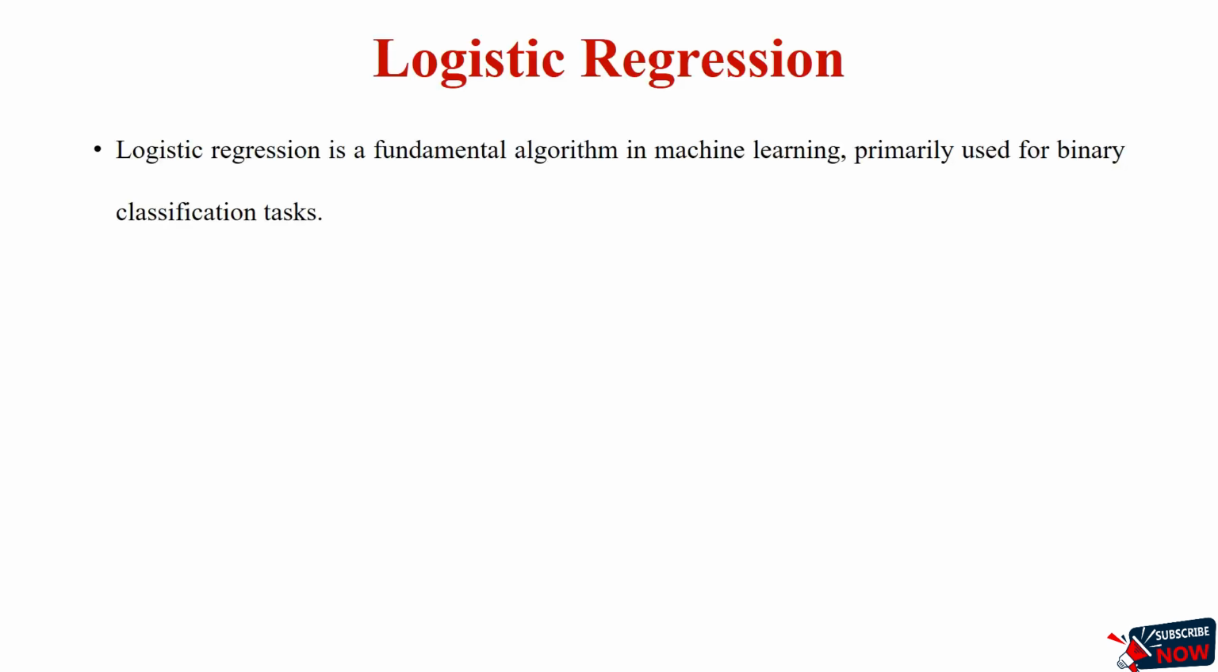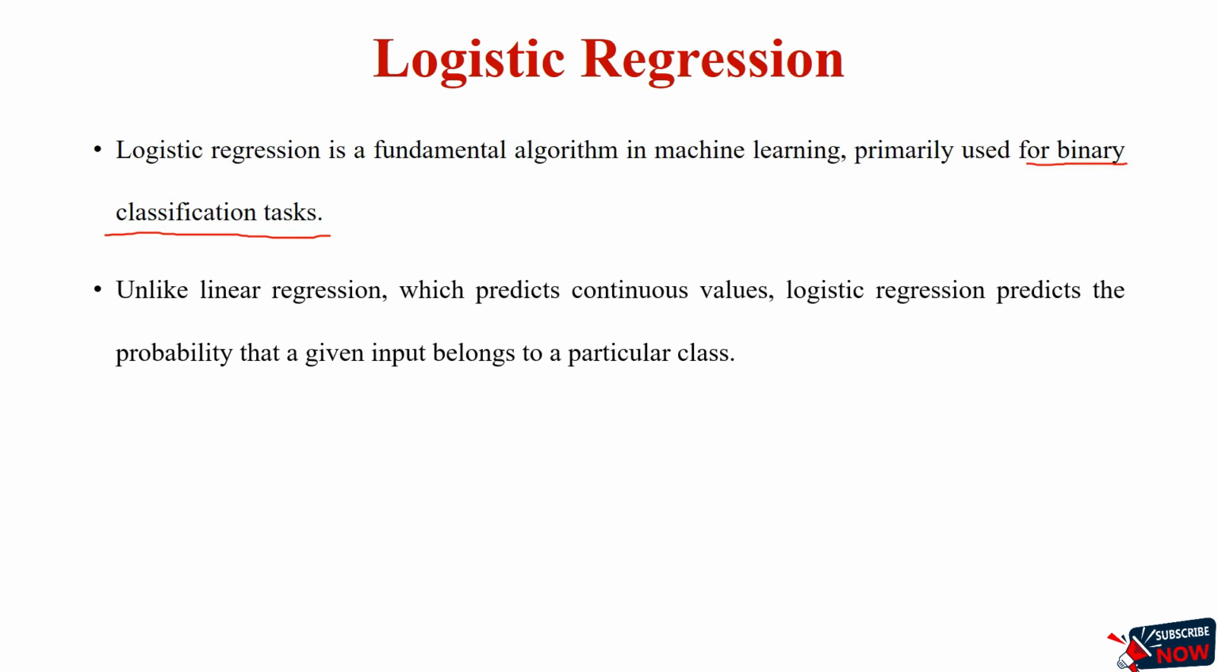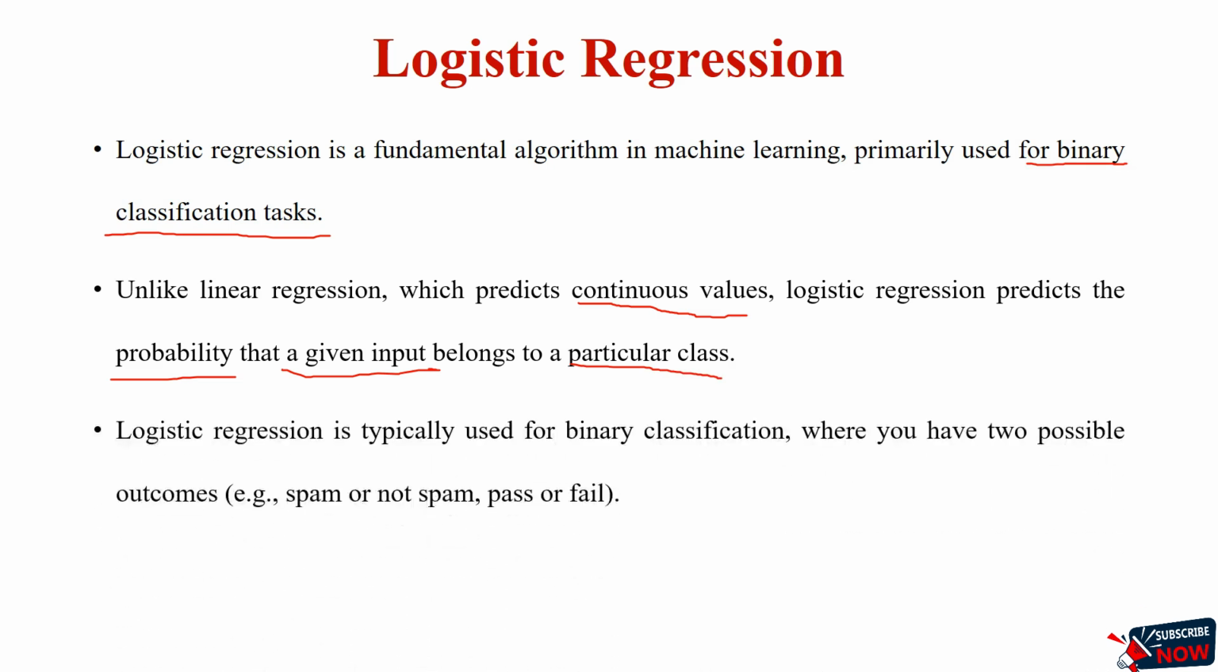Logistic regression is a fundamental algorithm in machine learning which is used for binary classification tasks. Unlike linear regression, which predicts continuous values, logistic regression predicts the probability that a given input belongs to a particular class. Logistic regression is used for binary classification. We have only two possible outcomes: pass or fail, spam or not spam.